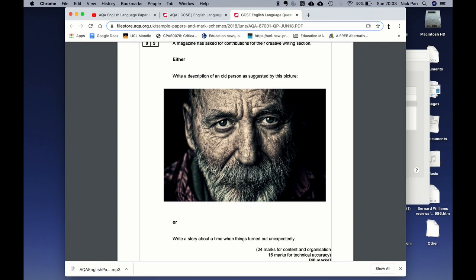So it could be a photo that someone discovers of their grandparents, or an Arctic explorer that goes wrong. So that could be related to a time when things turn out unexpectedly.